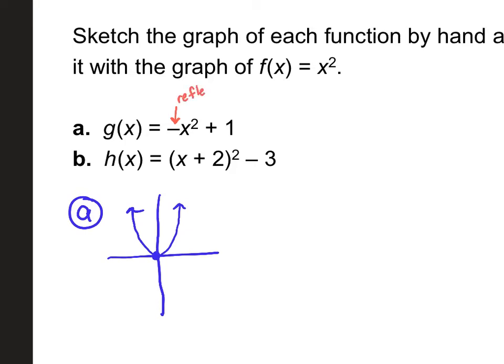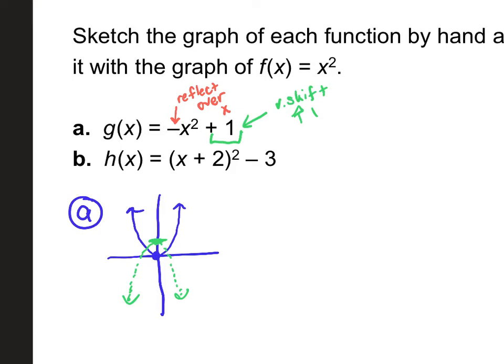That's a reflection over x. And does anybody know what this +1 at the back means? The y-intercept, yes, it's a vertical shift up 1. So if I were to do a quick little picture, I'm not asking for anything perfect, I would go up 1 and my parabola would be facing downwards. Just a quick little picture, just to give yourself a mental picture.